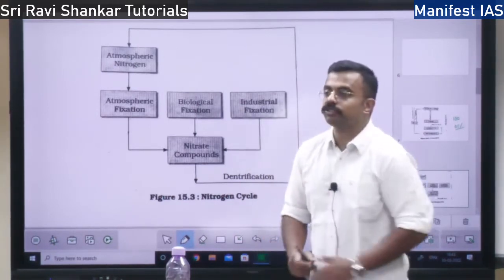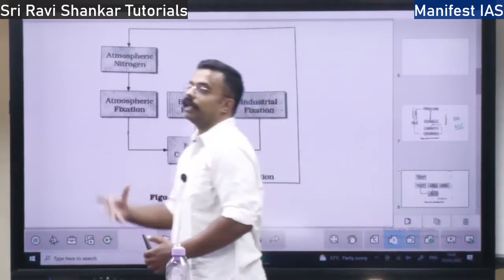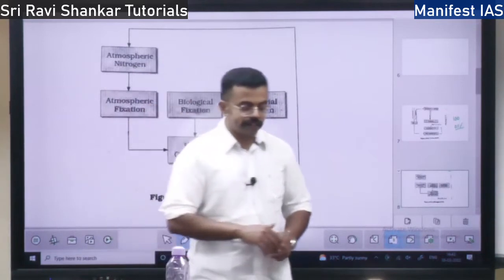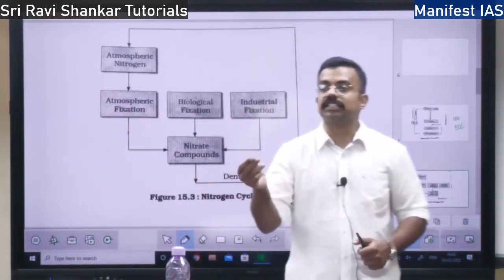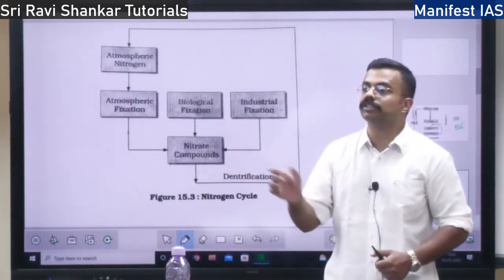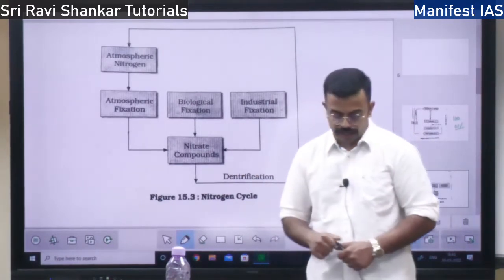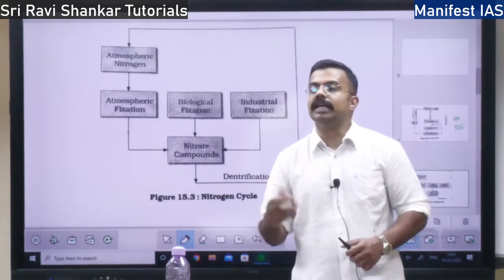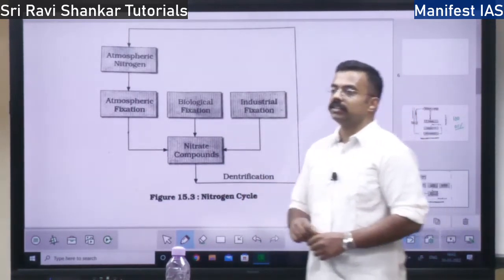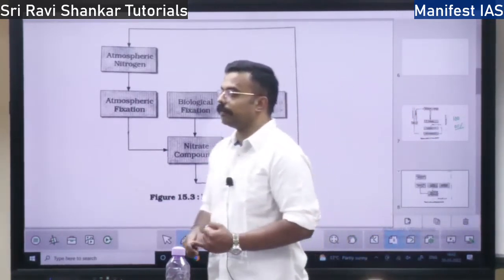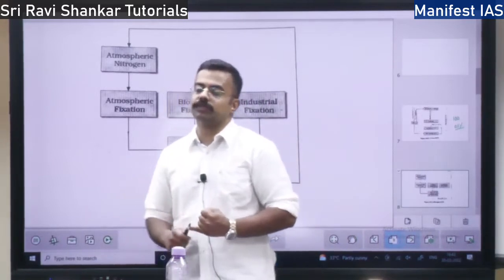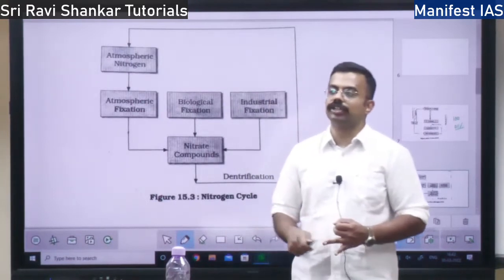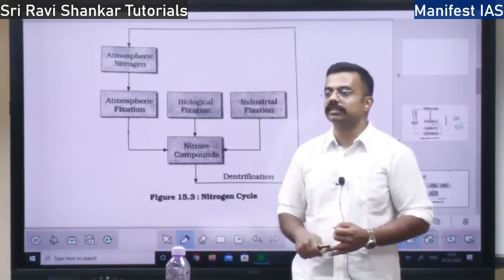So why oxidation? When you oxidize something, it will be useful for some purpose, right? So that is why oxidation takes place. Even the rust on iron is because of oxidation, right? Oxidation of the iron. So this oxygen combines with various elements. In the oxygen cycle, oxygen combines with various elements. It combines with carbon to become carbon dioxide. It combines with hydrogen to become either water or something else, right?